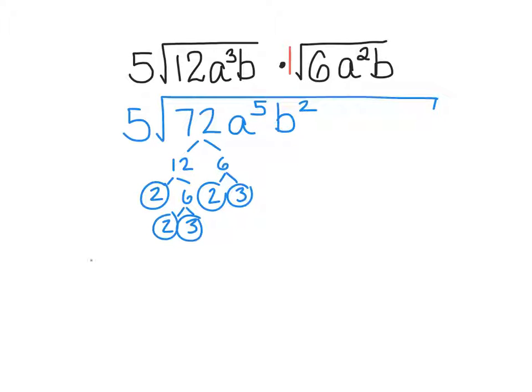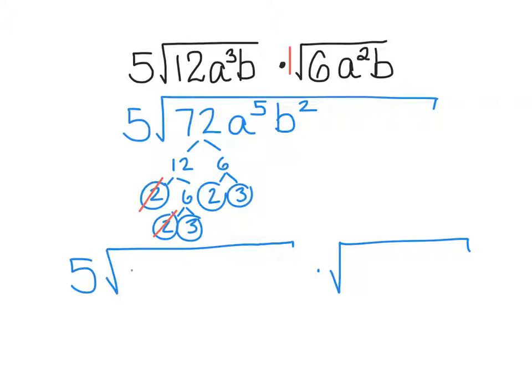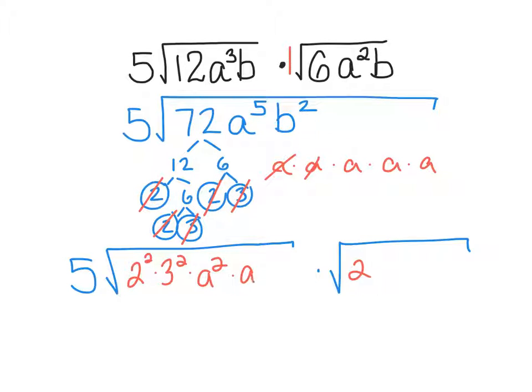All right, so I'm going to use my product rule and separate this into two radicals, ones that come in pairs and ones that are mismatched. So I have a pair of 2's, 2 to the second. I also have a pair of 3's, 3 to the second. This lonely 2, that's going to go over here. Now, a to the 5th, remember that would mean that you have 5 a's multiplied together. So I would have an a to the second, another a to the second, and a lonely a over here. And I have a b to the second.